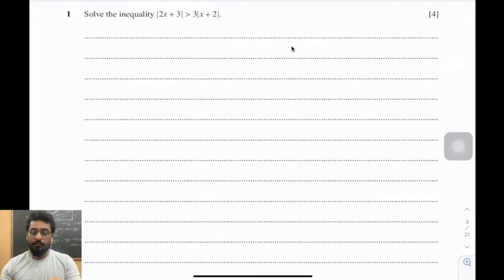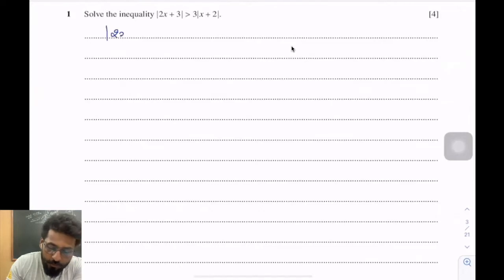So the first question, that's for 4 marks. Let's begin with the question. So it says, solve the inequality modulus of 2x plus 3 is greater than 3 times of x plus 2. So how do I begin? The first thing that you should be doing is transforming this inequation into an equation. So things become slightly easier if you work with an equation. So what I'm going to do here is transform the inequation into an equation. So I get modulus of 2x plus 3 is equal to 3 times of modulus of x plus 2.